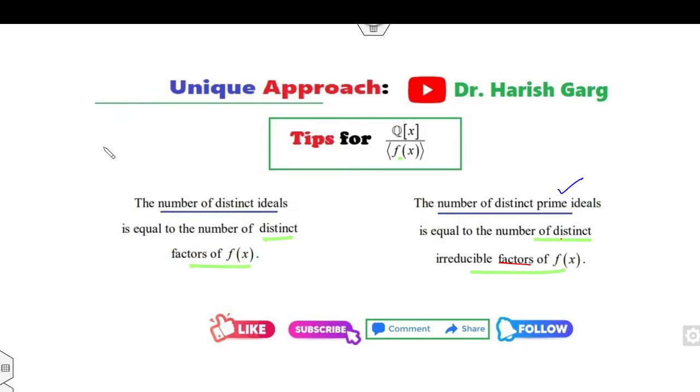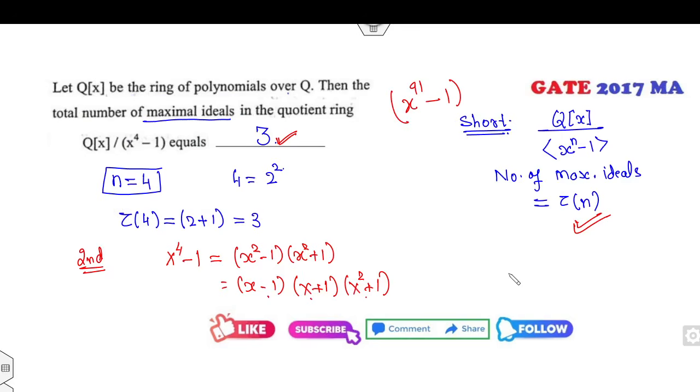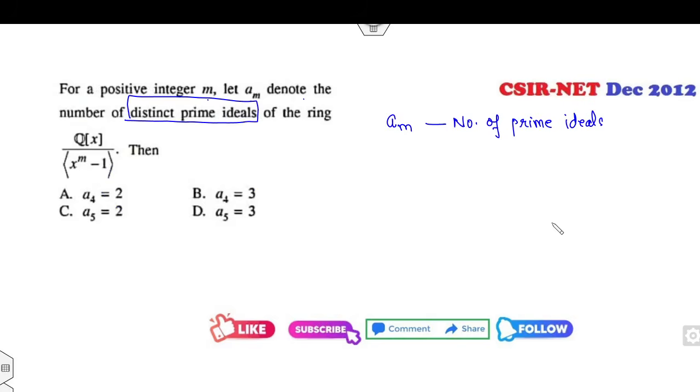So what is the formula for this? Number of the distinct irreducible factors. But again, there is no need. I can again use the tau of n. So that means the answer is tau of m. Fine. Now look at the options.